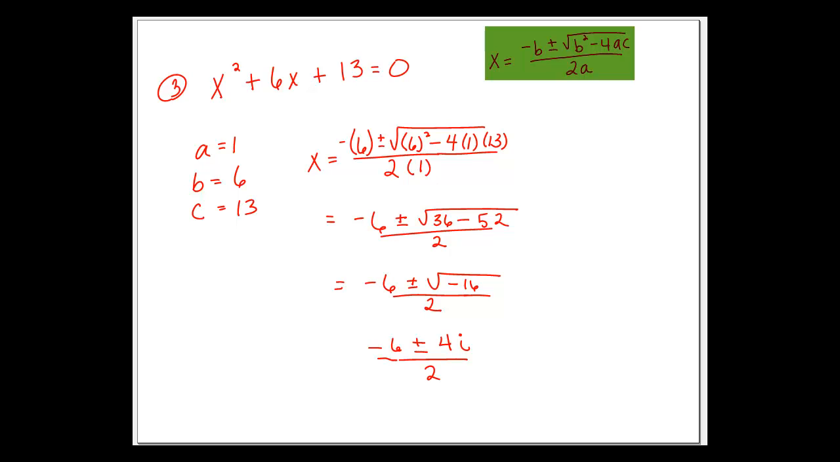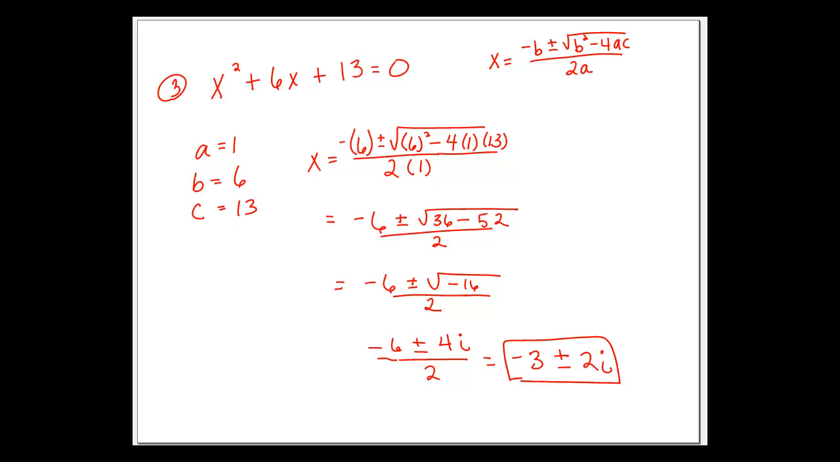Now, you cannot add a real and an imaginary number, but again, you can reduce all three of these numbers by 2, which would simplify this to be negative 6 divided by 2 is negative 3, plus or minus 4 divided by 2 is 2i. So my two solutions are negative 3 plus or minus 2i.